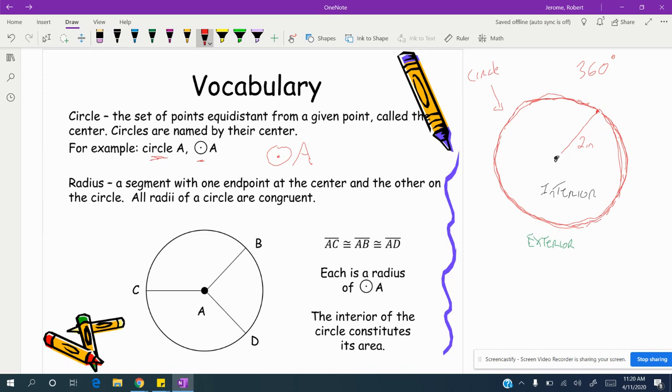A radius is a segment that connects the center to a point on the circle. So in our example over here on the right, the radius measures 2 inches. So it's a segment going from the center to a point on the circle. In this picture below here, we've got a radius called AB, we've got a radius called AC, and we've got a radius called AD. And all radii of the circle are congruent. So we can see all three segments are congruent to each other. Since each point on the circle is the same distance from the center, that should make some sense.